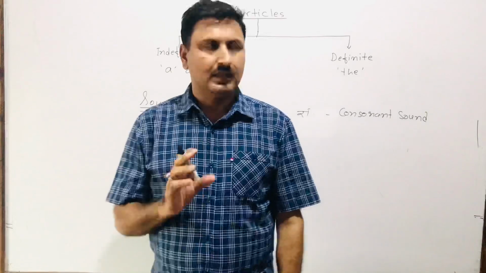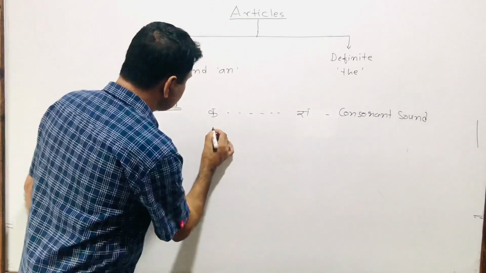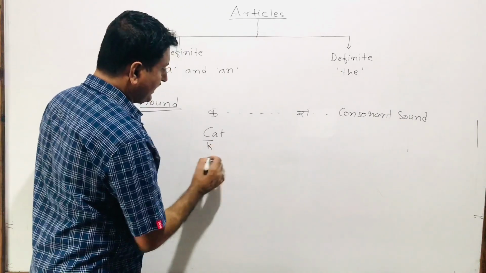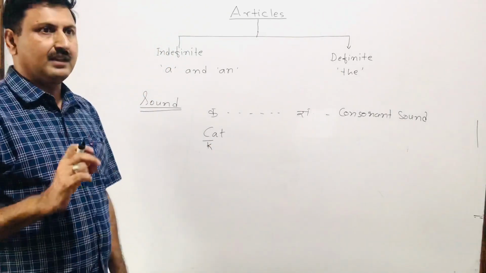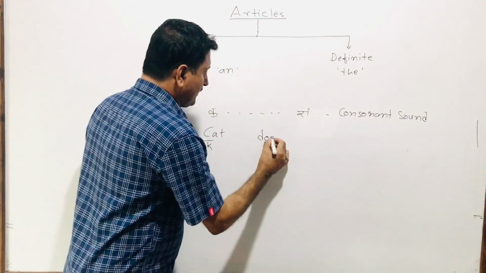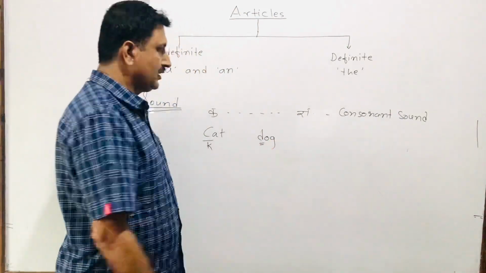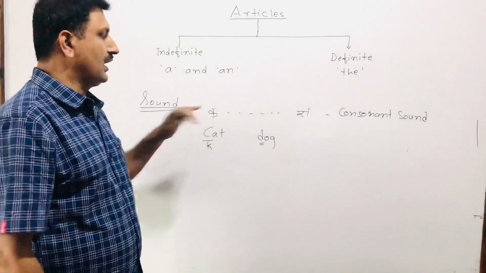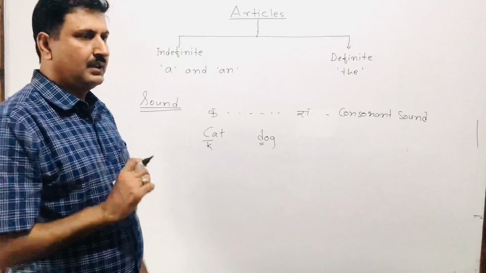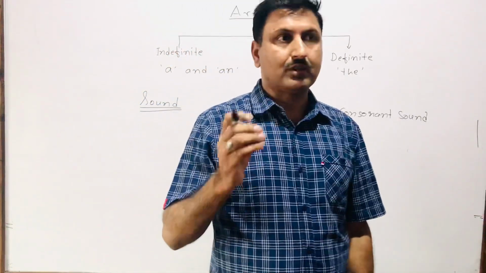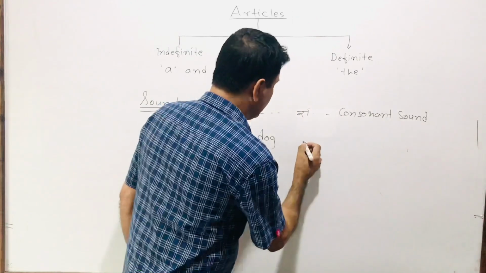For example, cat. Cat. The beginning sound is like that of K. Cat. Dog. The beginning sound of dog falls in the group of Ka to Gya. Similarly, sometimes we find vowel letter, but that can also have consonant sound. See?